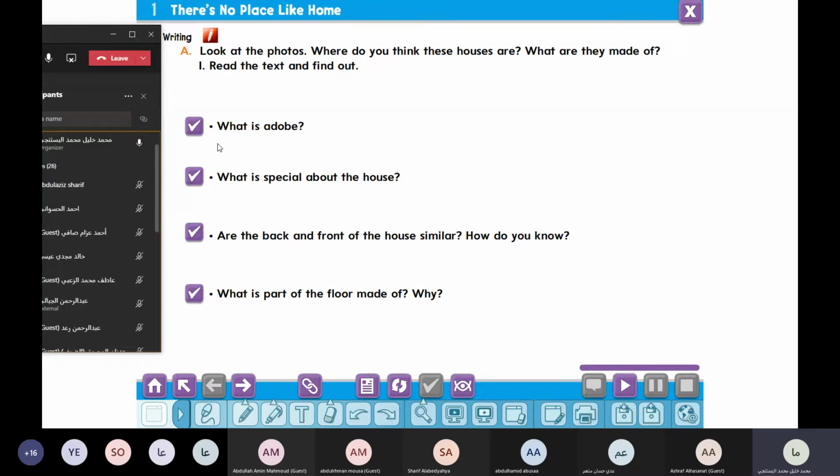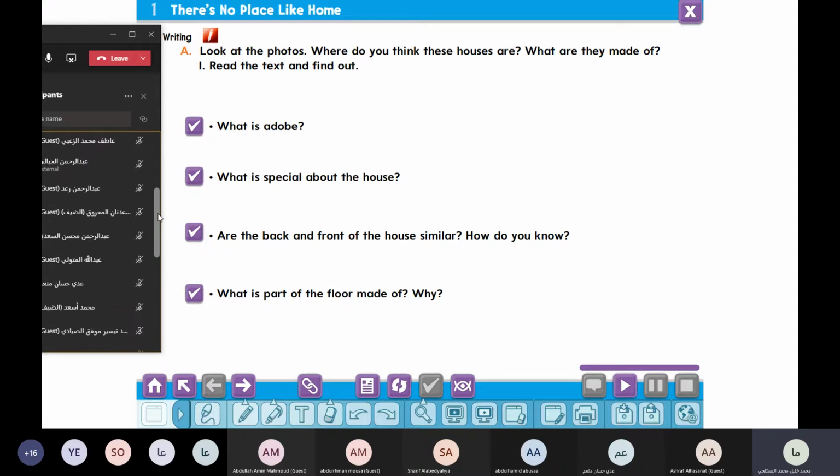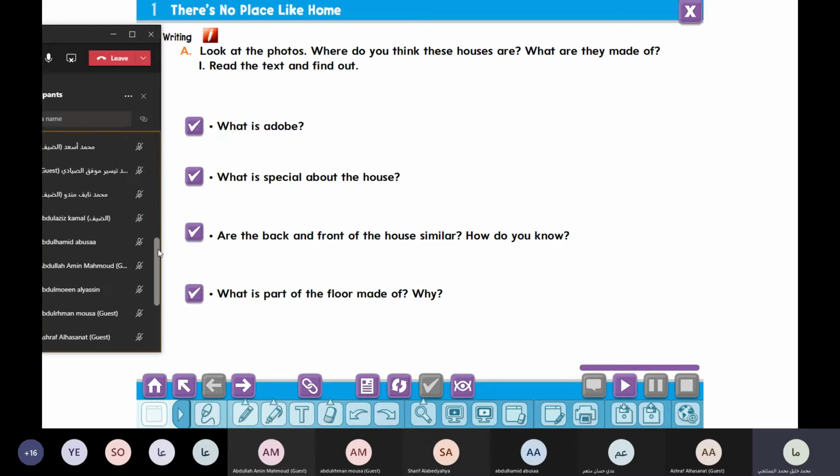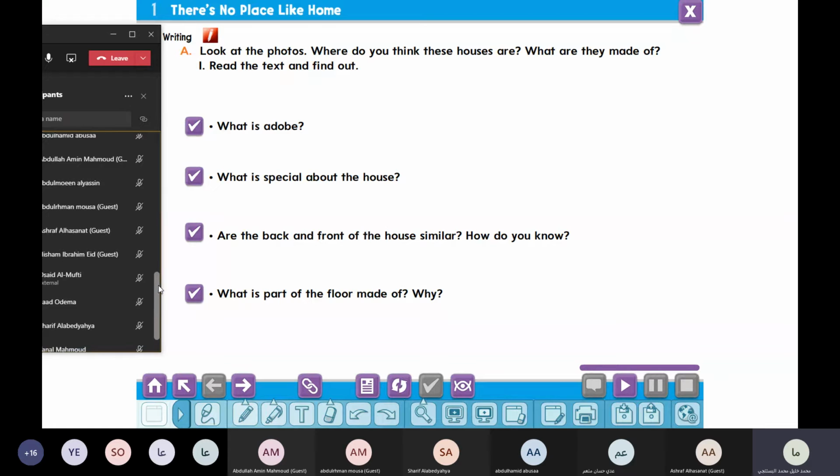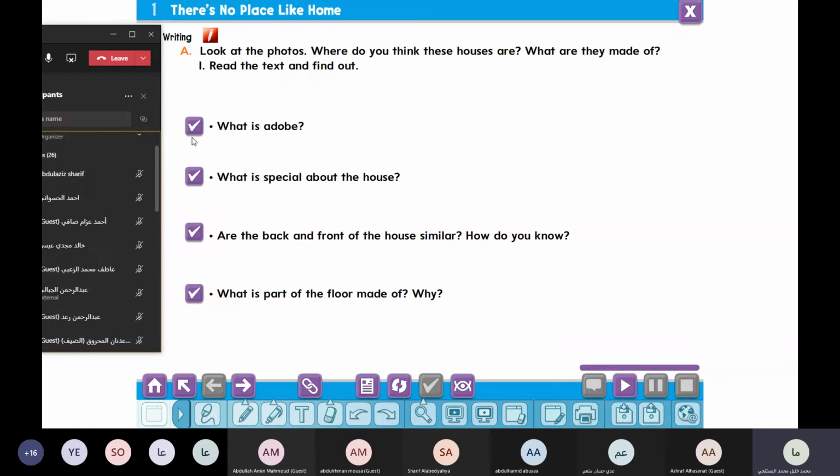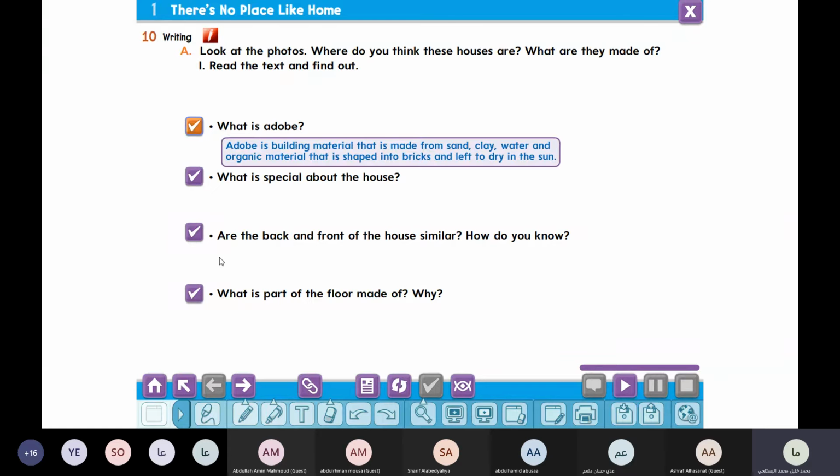Adobe is made from... who can answer the question, Shabab? Who can try? Okay, read, Abdullah. Read the first answer.